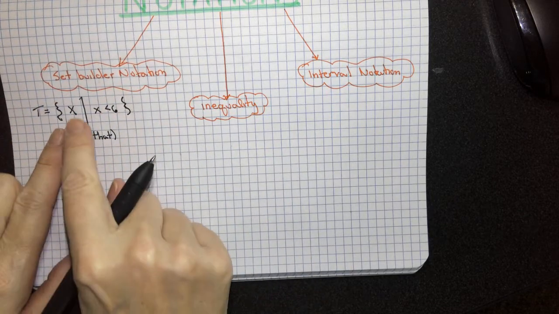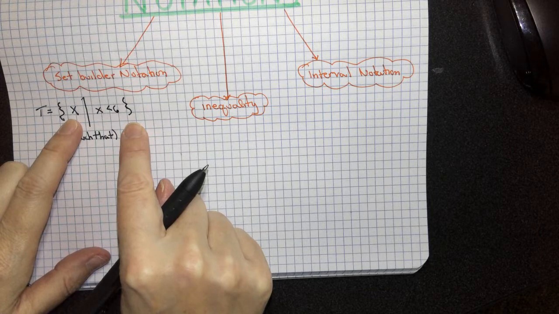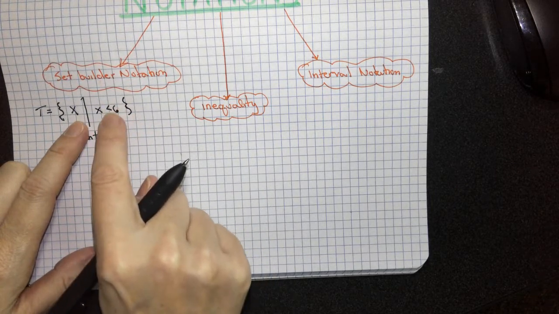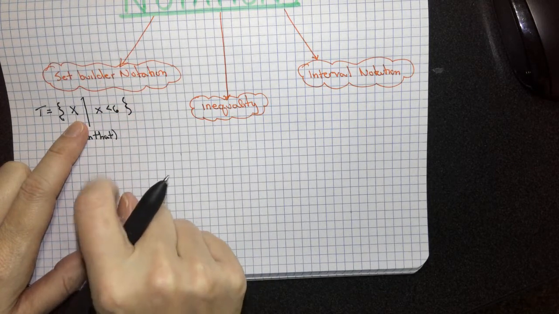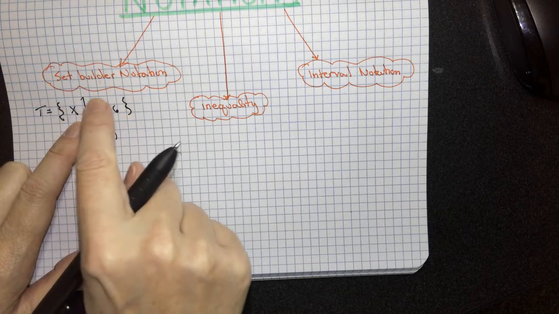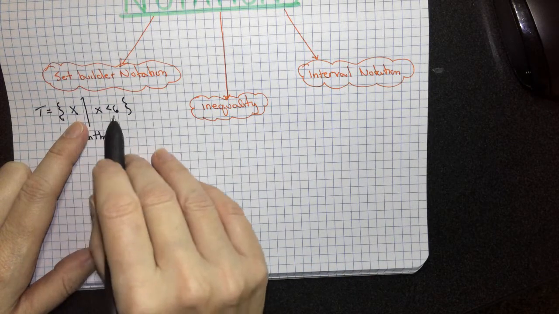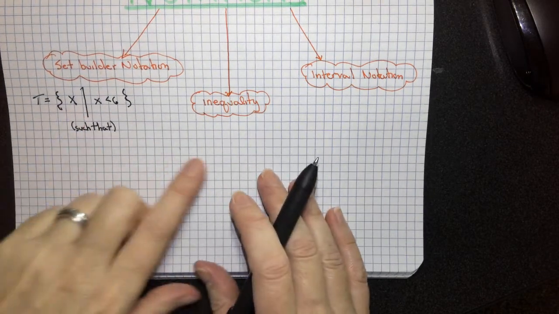So this is set builder. I start and end with a squiggle bracket. I tell you my variable such that, and then I put something in there. x is a multiple of 2. I could have a number less than or equal to x less than 6. All right. So there's a lot of different things I can put in there.